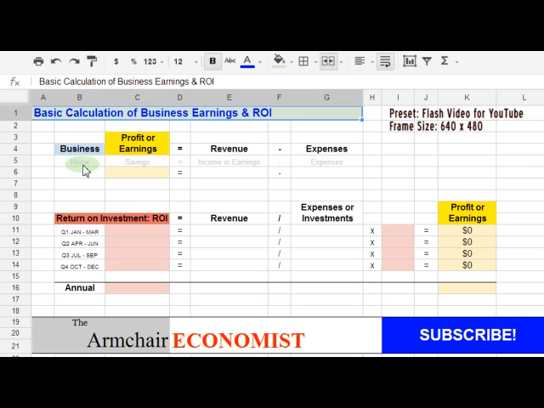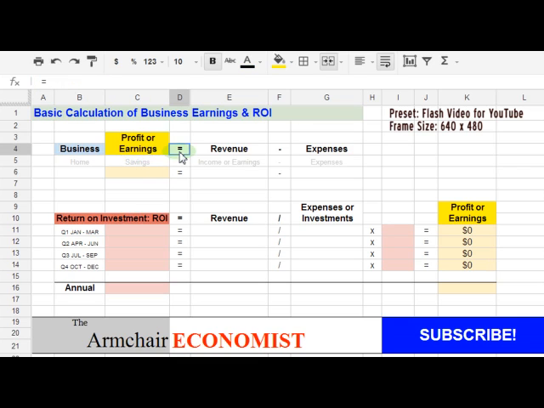Now, at home, we're all aware of going to work. We get a paycheck at the end of the year. We have to pay taxes on that income or earnings. But in the business world, earnings has a different meaning. Everyone knows businesses have a profit. Profit in the business world is the same thing as earnings. And earnings is equal to revenue minus expenses.